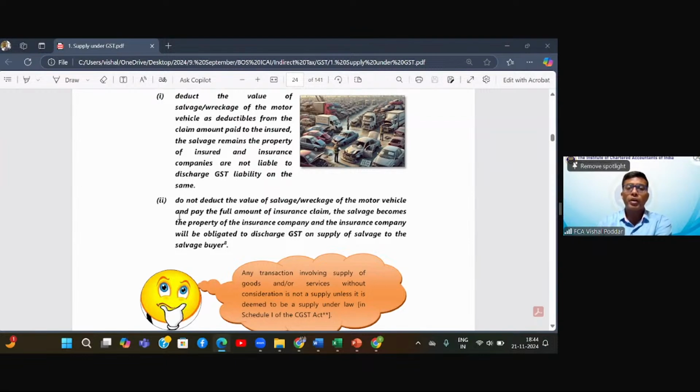The salvage becomes a property of the insurance company. Second option is, I give the salvage. I say, okay, you take the salvage. You say it is of 20,000. Okay, you keep the scrap car. You do whatever you want. You pay me my full 5 lakhs.